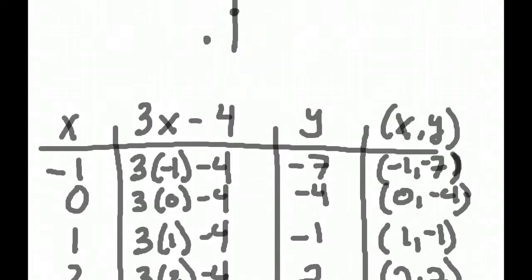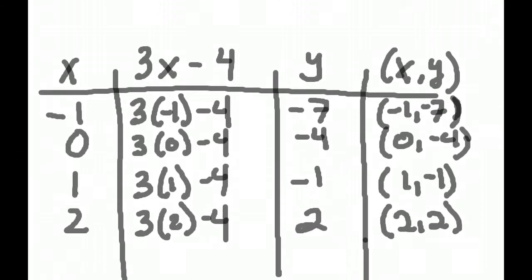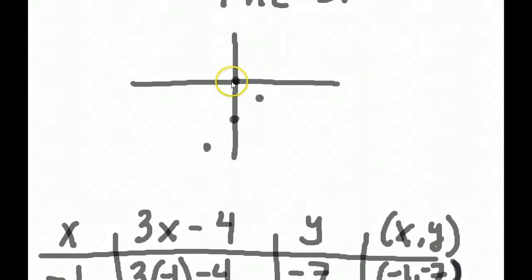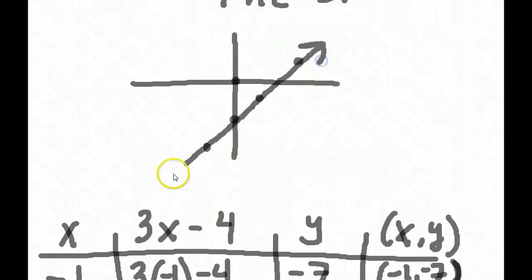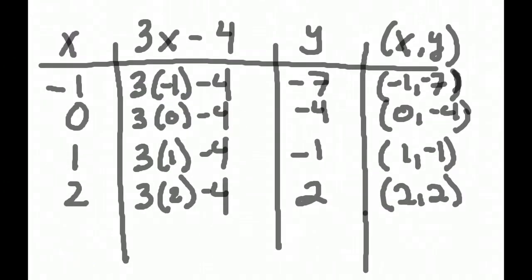Third point is 1, -1, so we go right 1, down 1. And lastly, we have our last ordered pair at 2, 2. So we go right 2, up 2. And we end up with a linear line that is heading up to the right in quadrants 1, 3, and 4. So that's graphing by making a table.